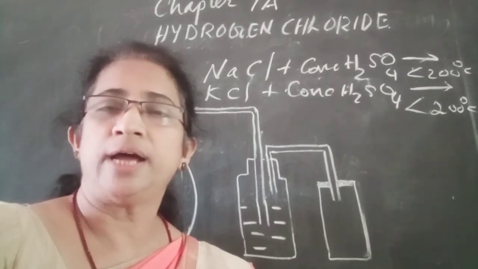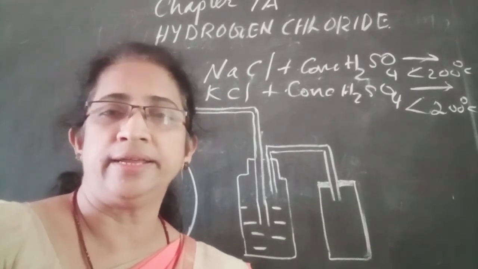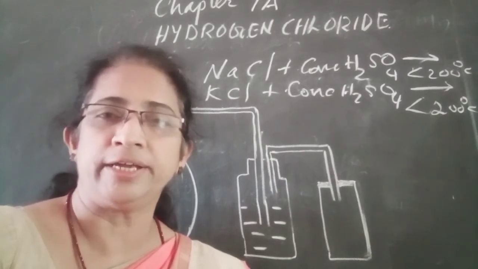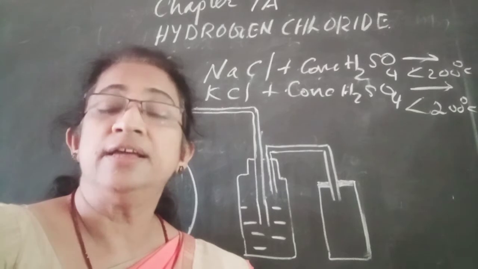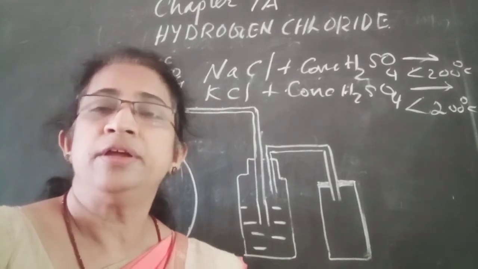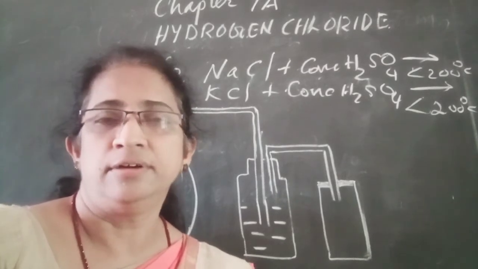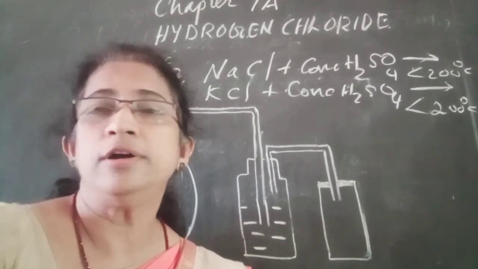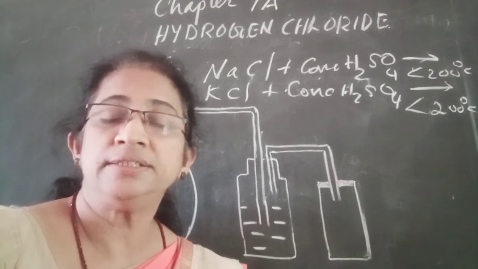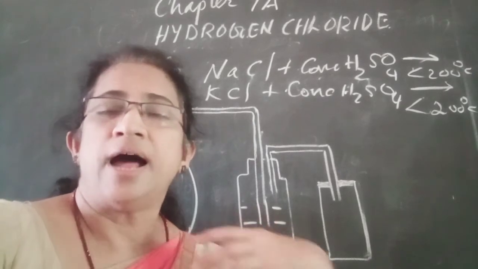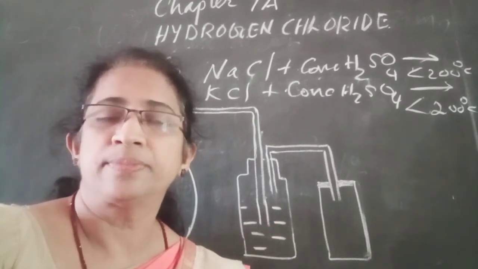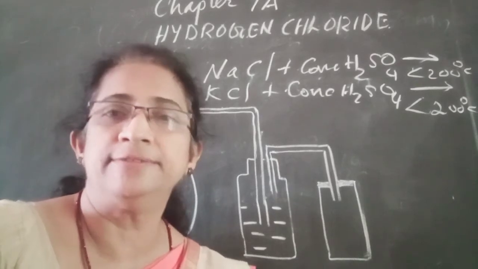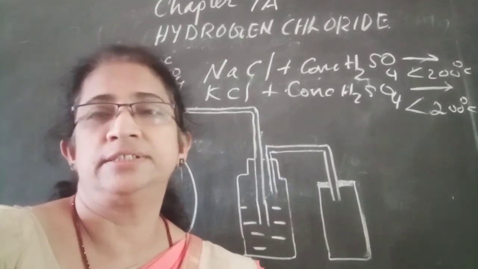And we know about other acids like concentrated nitric acid. But in this preparation, we prefer concentrated sulfuric acid. The reason is that concentrated sulfuric acid is a non-volatile acid. Non-volatile meaning it will not vaporize. This acid can displace other volatile acids from the respective salts.